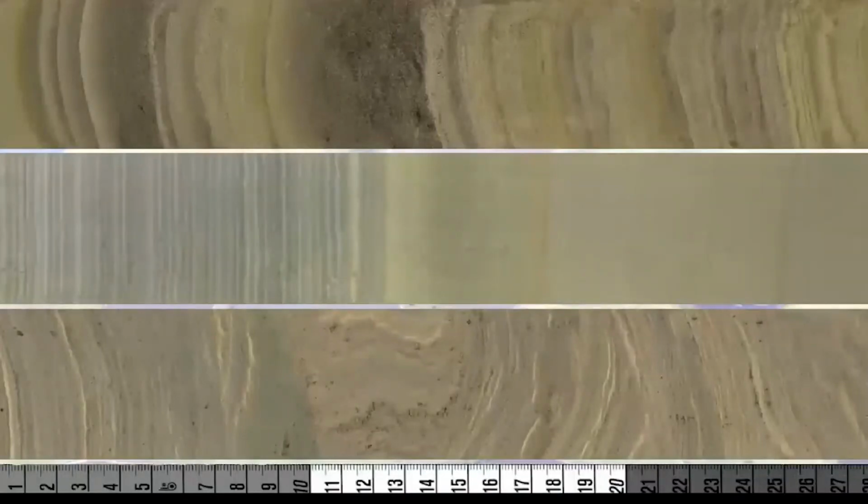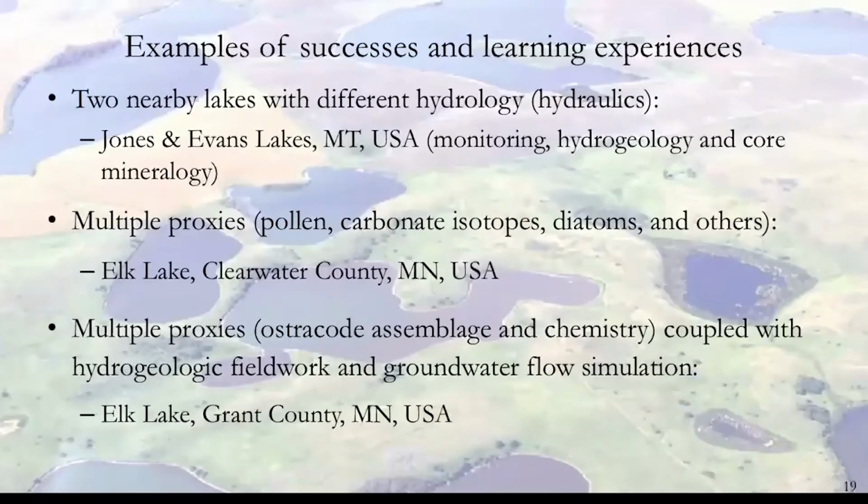Okay, so I'm going to use 3 examples. Hope I can have time to finish them. So first, I showed nearby lakes with different hydrology, or actually permeability in the aquifers. So 2 lakes from Montana. Second one is an example of multiple proxies, the Elk Lake in Clearwater County. And the final one is a different type of multiple proxies, which is coupled hydrogeologic field work and groundwater flow simulation, also from Elk Lake, but it's from Grant County, Minnesota.